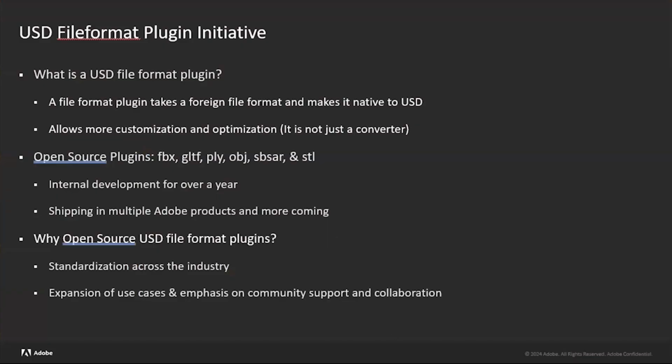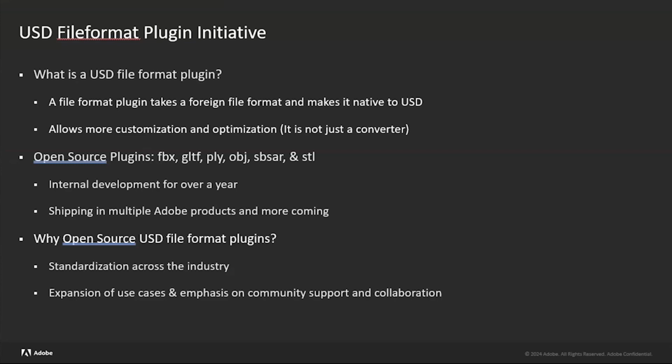So a file format plugin takes a native file format and makes it native to USD. The reason we want a native file format plugin is that it allows for customization and optimization. And we also want to stress it's not just a converter, right? As Pablo showed, we want this to work with usdcat and usdview, and make USD own that file format as well. We've open sourced 6 file format plugins as of now: FBX, glTF, PLY, OBJ, SBSAR, and STL. They're not finished yet, right? We're still in development, but they are pretty robust. We've been in development for over a year with these plugins, and they are shipping in multiple Adobe products today.